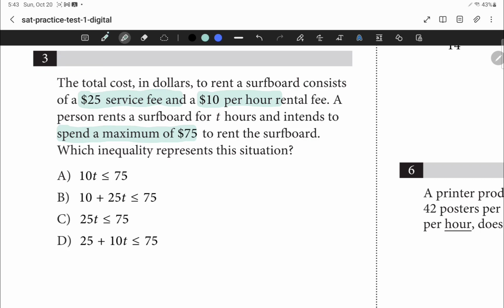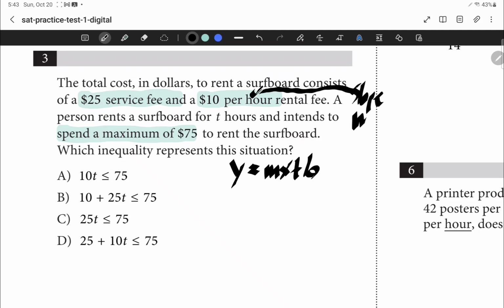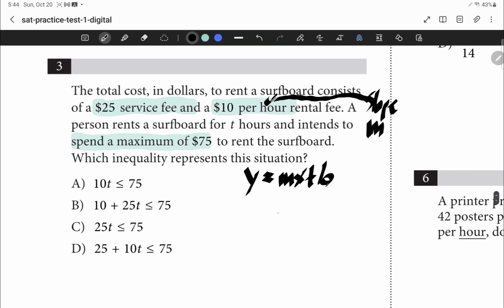Now, whenever they ask you this type of question, I want you guys to think about y equals mx plus b. What this means is that we're going to go ahead and write an equation, and everything is going to represent something in this equation. If you remember, anything that has per hour is what we call your slope, and it's represented by the letter m. So I can already start rewriting this problem.